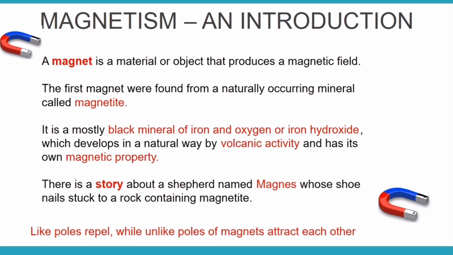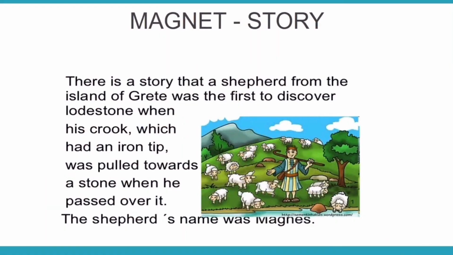One of the most important properties of magnets is as follows: like poles repel, while the unlike poles of the magnet attract each other. Here I have shown you the picture and the story of the magnet. Just have a look, guys. I'll give you 2 to 3 minutes. Have a quick reading.